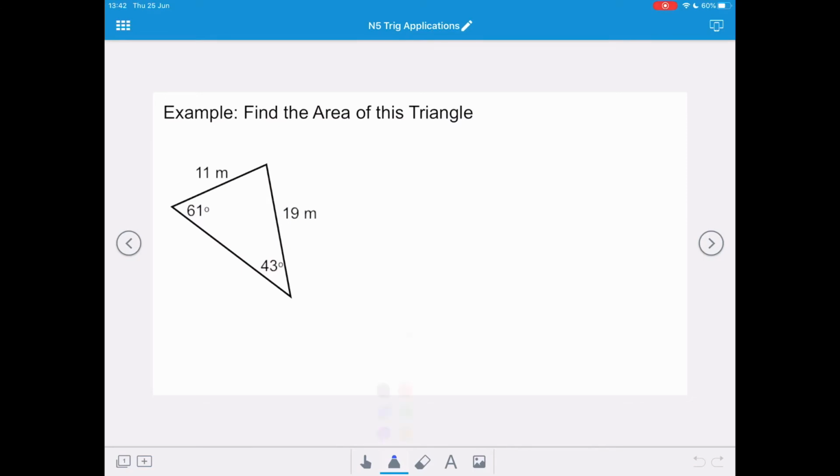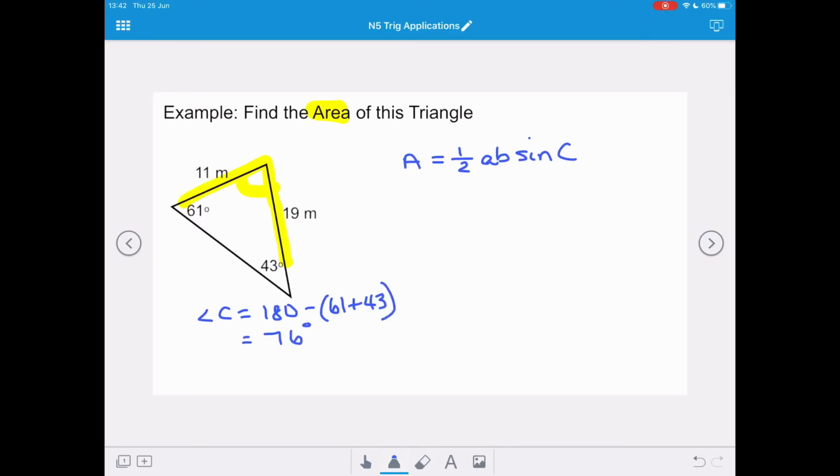In this example, we want to find the area of this triangle. We know that the area formula for a non-right angled triangle is A equals a half ab multiplied by the sine of the angle C, where C is the included angle, so it's the angle between a and b. So it's the angle between the 11 metre and 19 metre sides. And we can determine what angle C is going to be by using our knowledge of the angles in a triangle. So 180 take away the sum of 61 plus 43 gives us an angle C of 76 degrees.